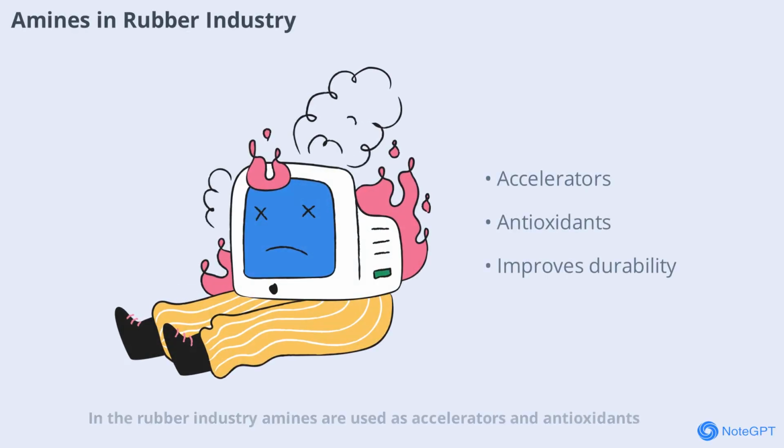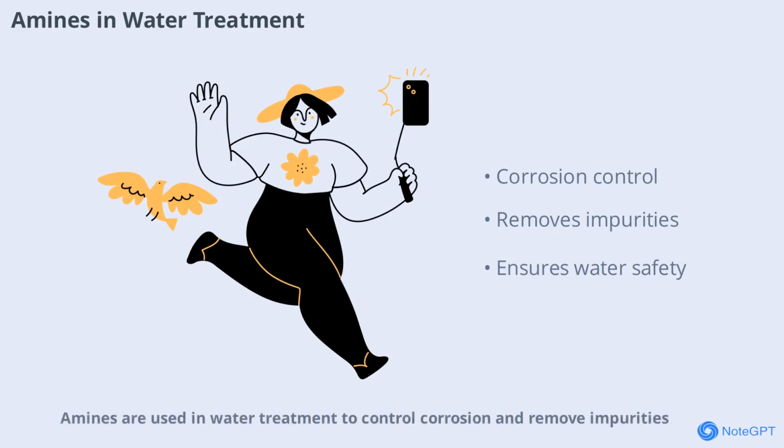In the rubber industry, amines are used as accelerators and antioxidants. They help control the vulcanization process and improve the durability of rubber products, making them essential for manufacturing tires and other goods. Amines are used in water treatment to control corrosion and remove impurities.